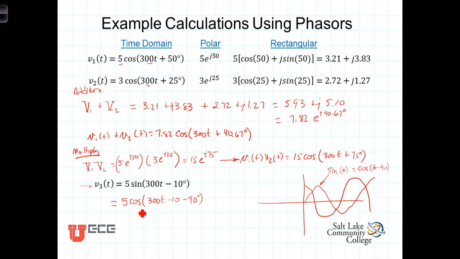We can now convert it to phasor V3. Phasor V3 would equal 5e to the j, minus 10 minus 90 is minus 100. Its polar form would then be 5e to the minus j100. In rectangular coordinates, just for completeness, that would be negative 0.868 plus j4.92.